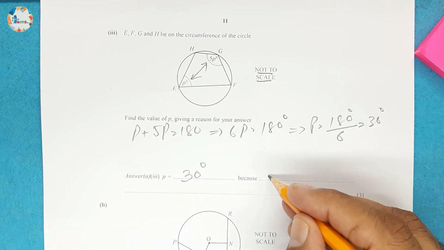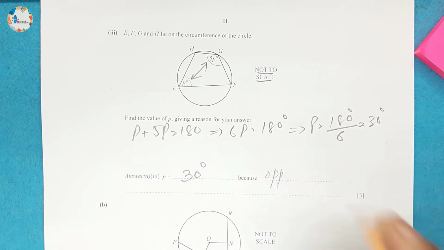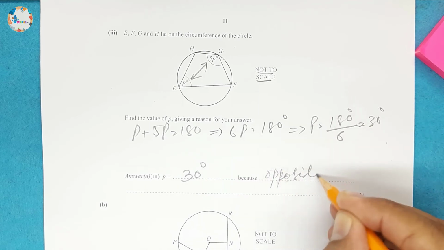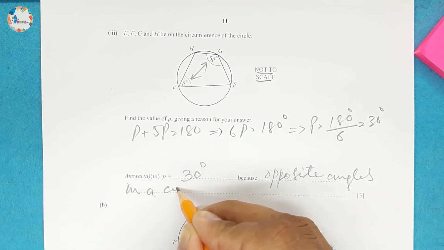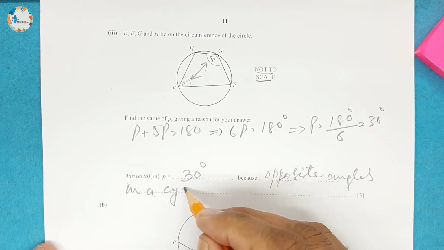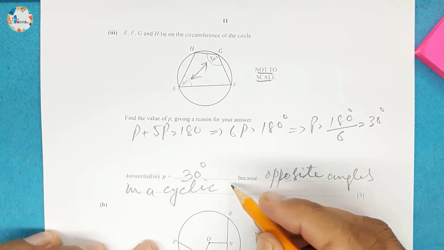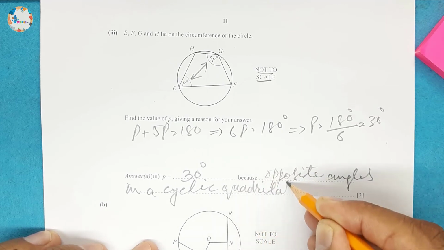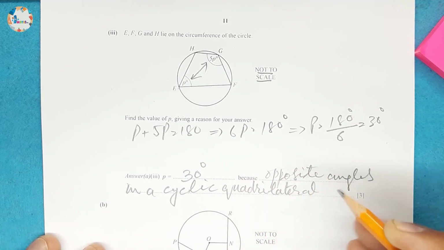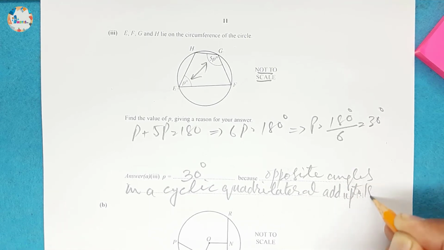So we can write opposite angles in cyclic quadrilateral add up to 180 degrees. This is also done.